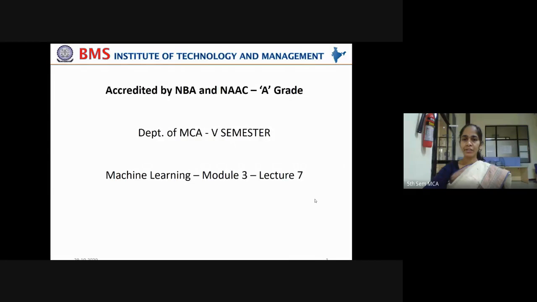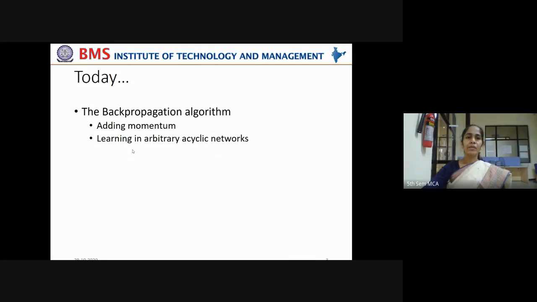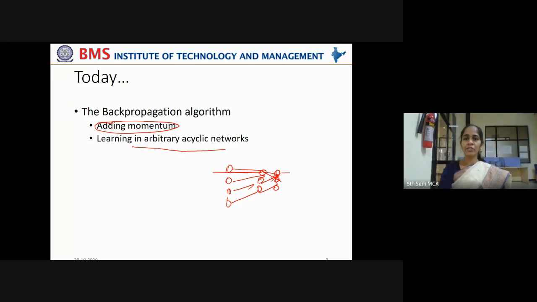Okay, this is our last lecture under this module, where we are going to see how to add a momentum term to the backpropagation algorithm and learning in arbitrary acyclic networks. Now, because of backpropagation, say you have lots of inputs, you give them to the hidden layer, which processes that information and gives the outputs to the output layer, and finally you get the output. Right now this output has some prediction error that will be fed back.